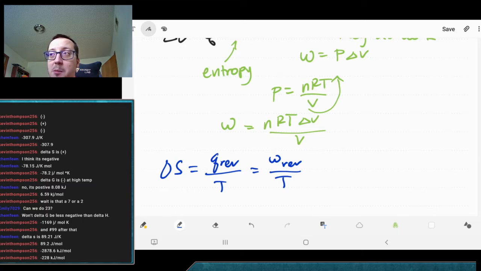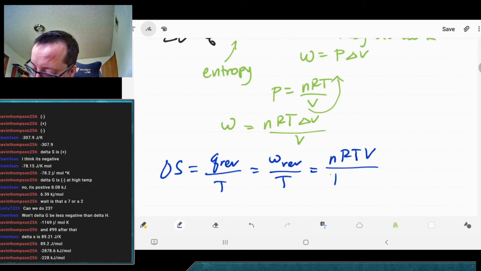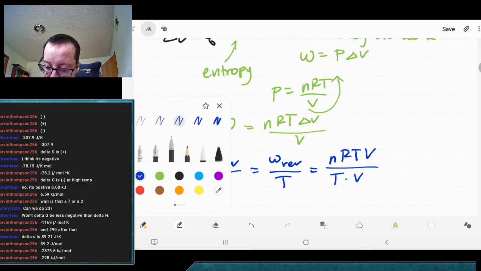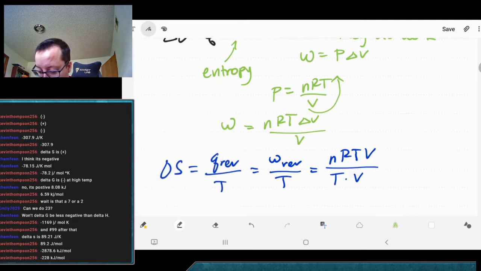So definitely a more complex part of this problem that's going to force us to look at a whole bunch of stuff we've done before. And so if we now plug in our W here that we've just calculated, we have nRT over V and then T and V. So we're going to cancel out our temperatures, right? Because those are going to cancel out.